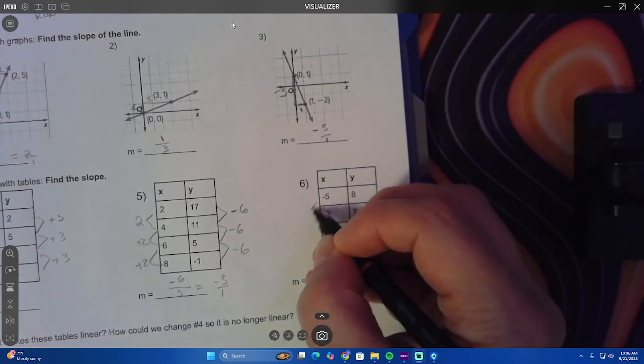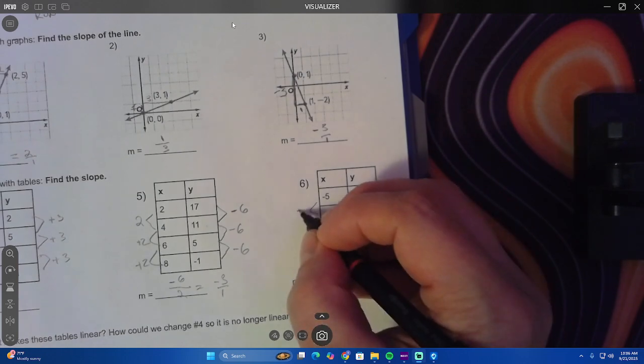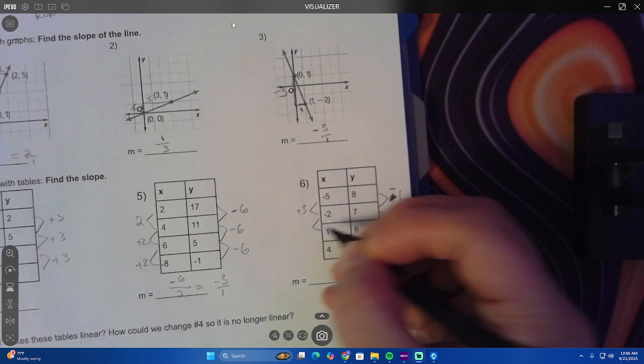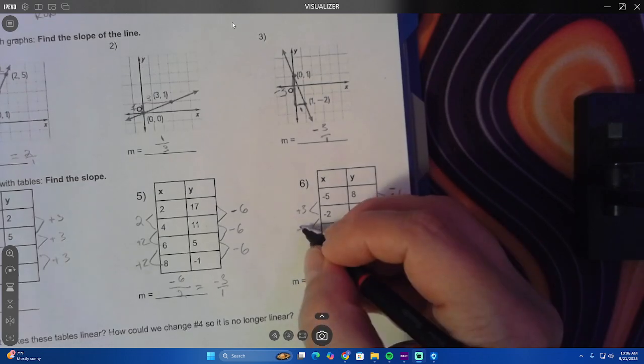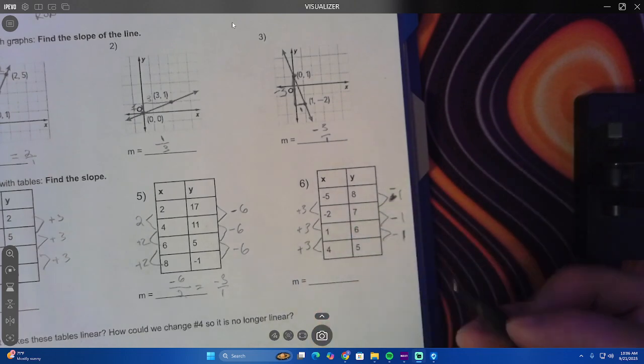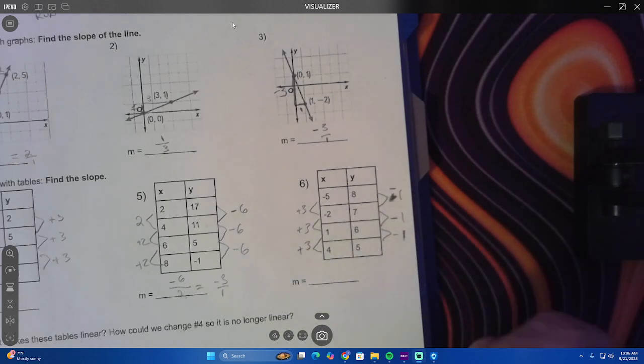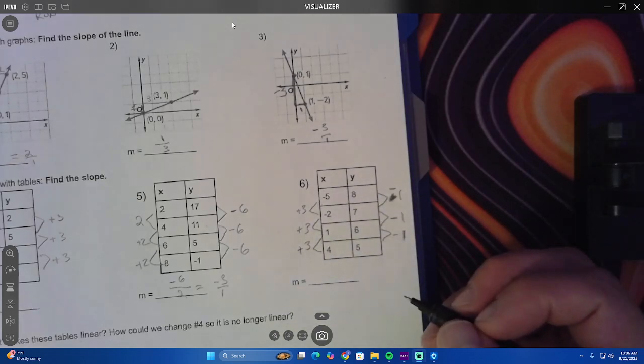Now in the x direction, to go from negative 5 to negative 2, I'm going to add 3. To go from negative 2 to 1, again I'm going to add 3. And one last time, from 1 to 4, I'm going to add 3. Again, I'm checking that these rates of change are consistent to make sure I have a linear line.